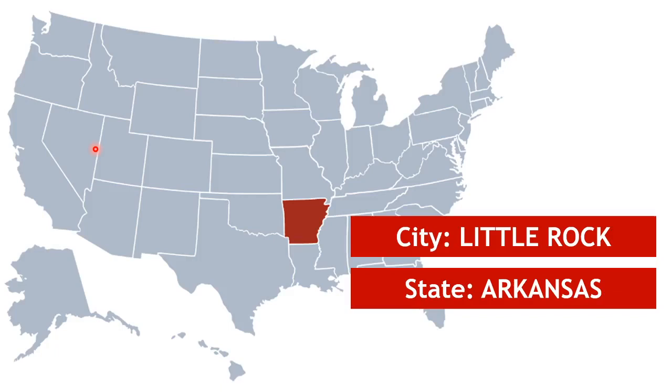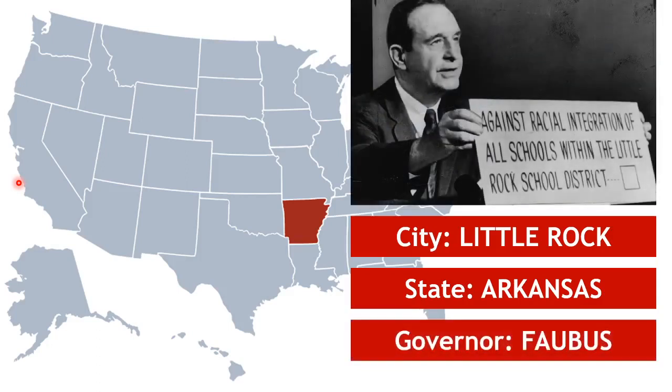Little Rock is the state capital of Arkansas. Arkansas is a southern state here. So here we were in Kansas last time. Now we're in Arkansas. And after the Brown versus Board of Education decision was reached, Arkansas elected itself a new governor, this man called Orval Faubus, and he was elected because he promised to not integrate the schools.